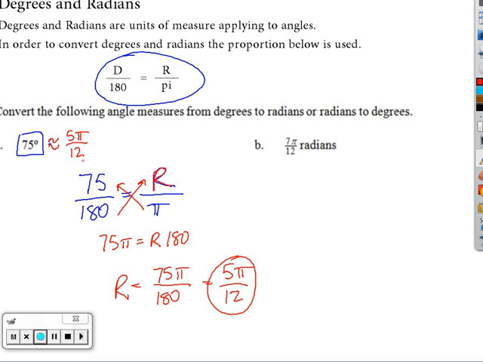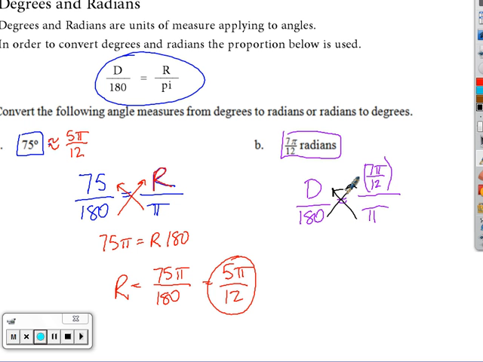Part B has me converting 7 pi over 12 radians to degrees. So I'm still going to use the same proportion, except now, instead of substituting for D, I'm going to substitute for R. So 7 pi over 12 goes in place of the R over pi. And now I use that whole fraction there, and I put it all in the numerator. Okay, steps are still the same, cross multiplying to solve a proportion. So I get D pi equals 7 pi over 12 times 180.